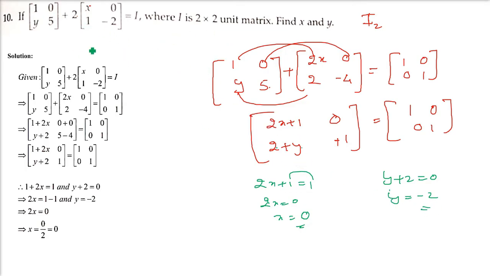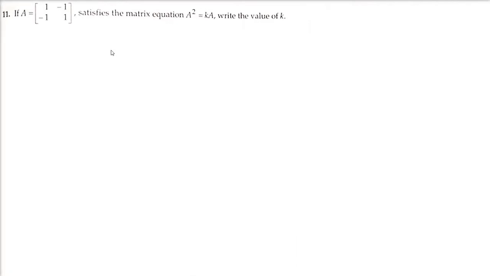But you have to do it like this. On the left I have shown already. If A is this, it satisfies the matrix equation A square equals K into A. Write the value of K. Now A is this, so we have to actually find out A squared, and then equate it to all terms multiplied by K. So how to do this?